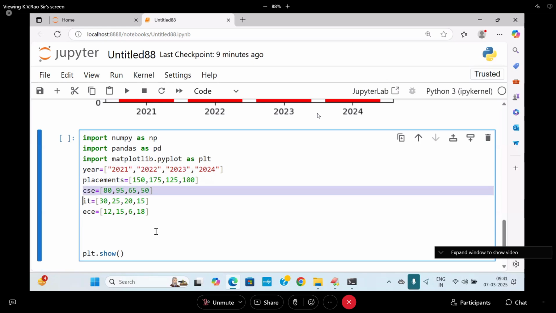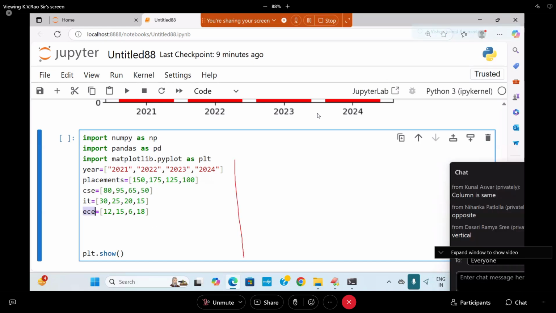Now I'm going to take one on top of the other. I want to go for it. Tell me, how do you go for ECE? First, what is coming? First, take the year: 2021 you take.